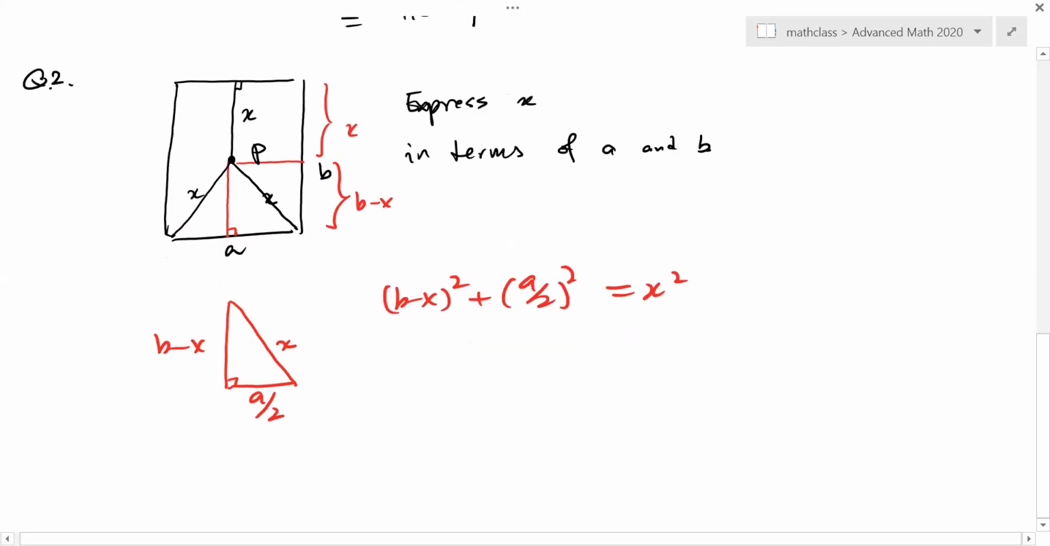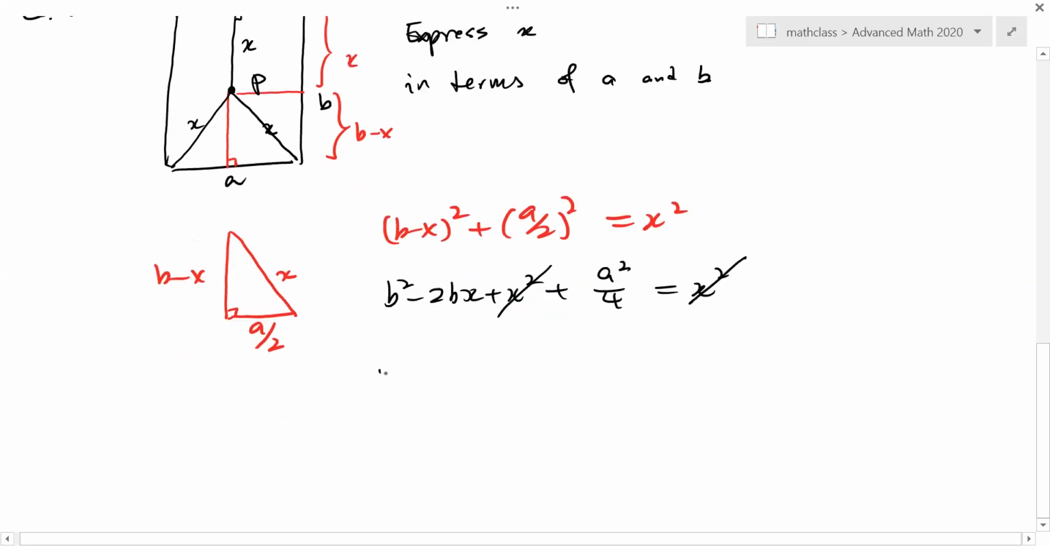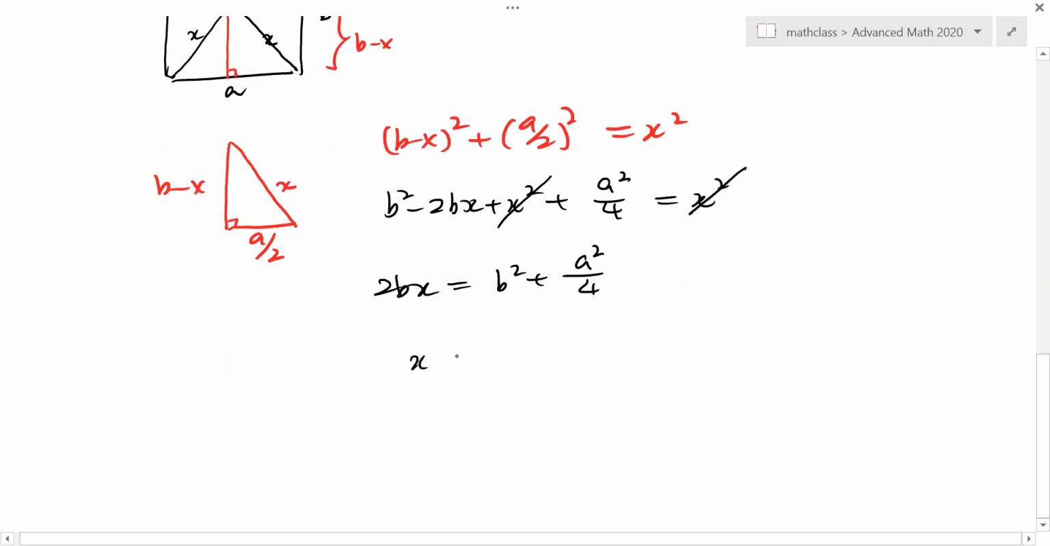When you do the homework, you need to draw the picture and show all the details to get the answer. So this is b squared minus 2bx plus x squared, plus a squared over 4, equals x squared. So x squared is gone, and you get a linear equation: 2bx equals b squared plus a squared over 4. Then divide both sides by 2b. Okay, so that is the answer.